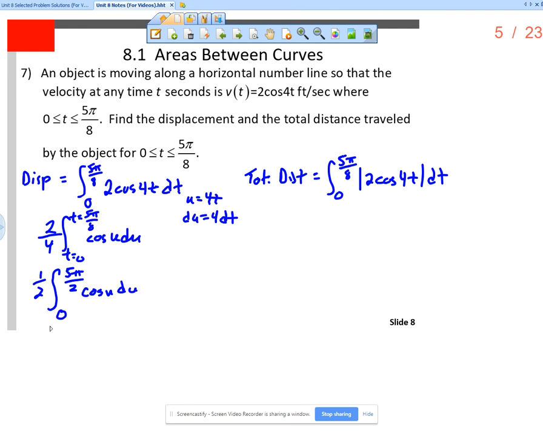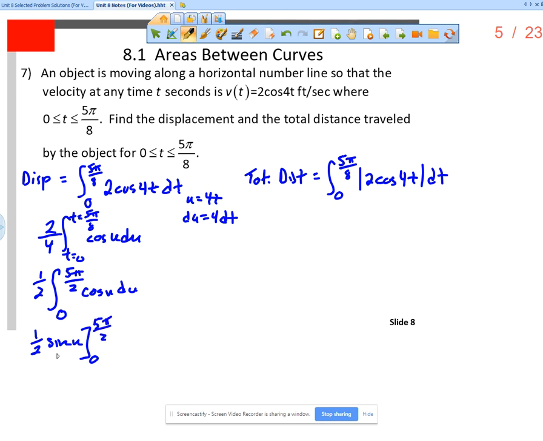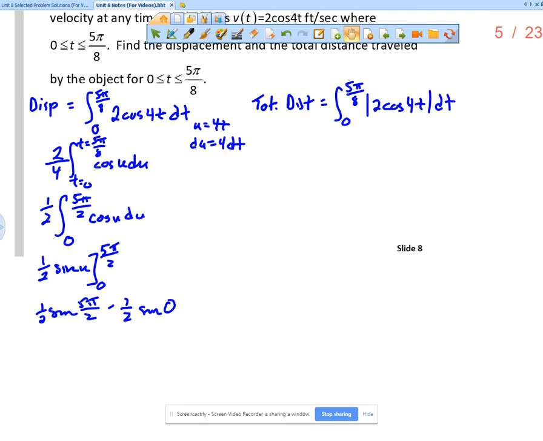All right, so now the integral of cosine of u du. All right, so what is the integral of cosine? Okay, it is sine of u, right? All right, so I get 1/2 sine of u evaluated from 0 to 5 pi over 2. All right, and so half of the sine of 5 pi over 2 minus half of the sine of 0. All right, so that one's actually not too bad.